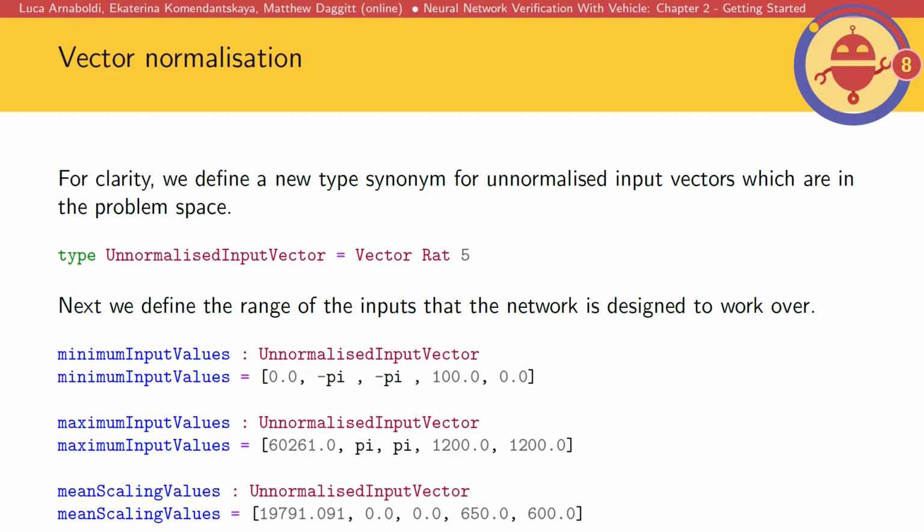So if someone is unhappy with the way we normalize, they can change it, or at least they can have a look. Well, minimum input values is an unnormalized input vector, and the minimum values should be there. Maximum input values there. Again, we could probably contact a person with domain knowledge to inform us what this should be. And then you get mean scaling values, and from that, you can compute your normalized vectors.